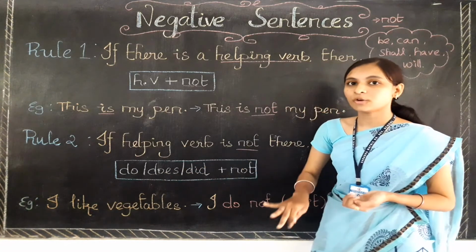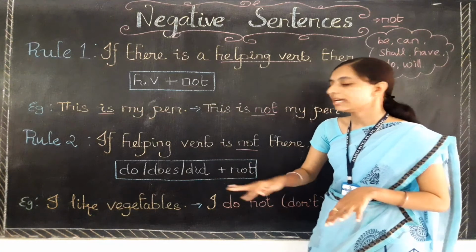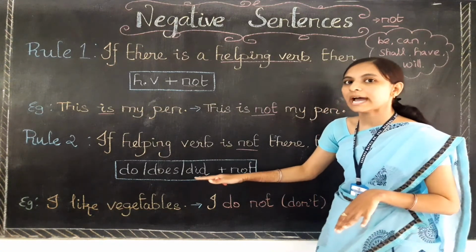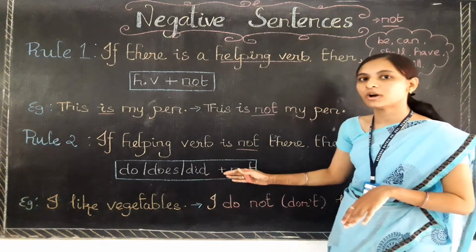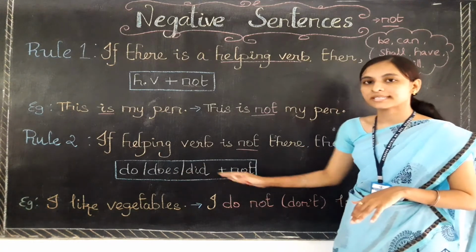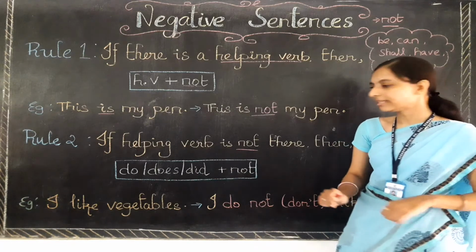If we are talking about the present, we need to use do or does according to the subject. If the sentence talks about the past tense, we need to use did. After writing it, you need to write not: did not, do not, does not. In short, you can also write don't, doesn't, didn't. So let's learn with an example.